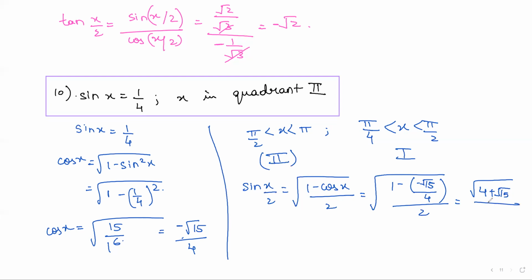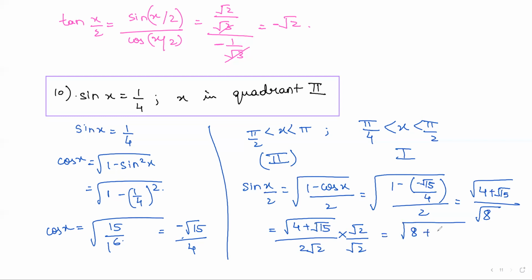divided by, so this is 4. 4 will come in the denominator, which is 4 into 2, 8, root 8. This is equal to root of (4 plus root 15) upon 2 root 2, and root 2 can be rationalized by multiplying and dividing by root 2 to give you root of (8 plus 2 root 15) upon 4.